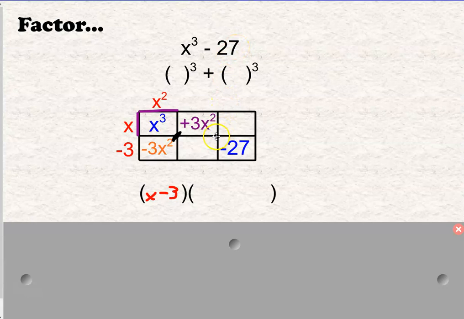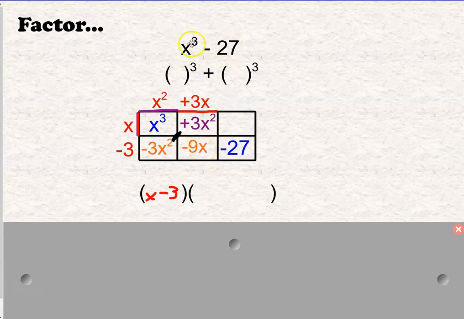However, this creates another consequence. Remember that we know that this side length right here is x. Well, what would this side length right here have to be if the area of this smaller box is a positive 3x squared and this length is x? Well, it would have to be a positive 3x, wouldn't it? Because positive 3x times x is 3x squared. And if this side length is 3x and this side length is negative 3, wouldn't that make this area negative 9x? But I don't want a negative 9x.